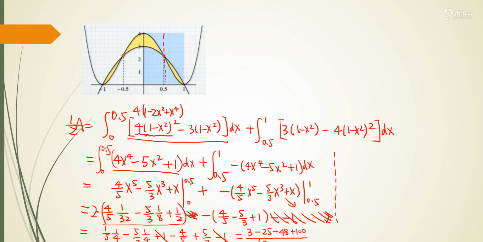Okay, now let's be careful and proceed with this calculation. 3 minus 48 gives you minus 45. Minus 45 minus 25 gives you minus 70. 100 minus 70 gives you 30. So it's 30 over 60. Then finally, it's exactly 1/2. And remember, it's only half the area, so the total area A is going to be 2 times 1/2, which is 1.